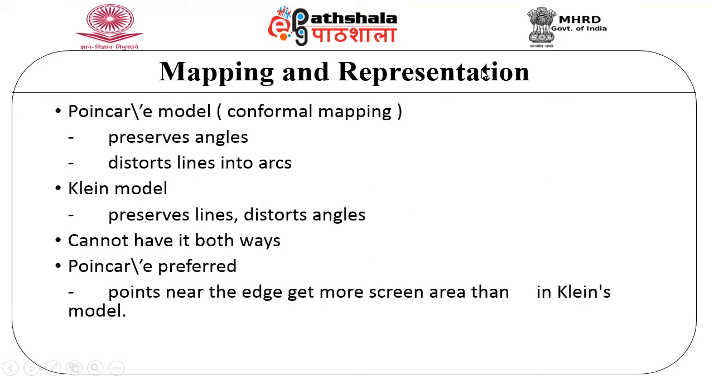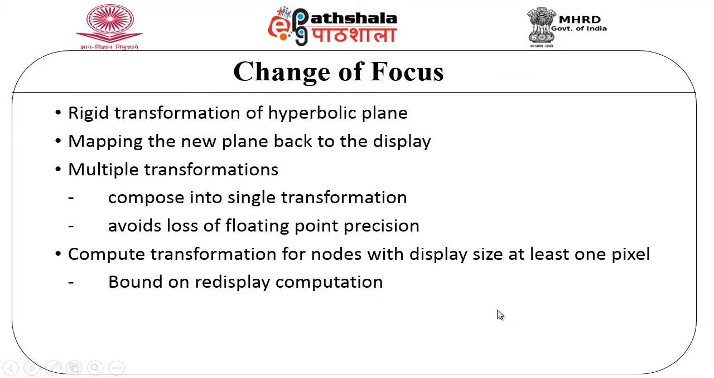The next issue that we come across in the case of focus plus context approaches is mapping and representing the data. In the Poincare model or conformal mapping, we try to preserve the angle and we distort the lines into arcs. Whereas in Klein's model, we try to preserve the lines and we distort the angle. So we cannot have it both ways. In such a case, Poincare is preferred, that is, the points near the edge get more screen area than in Klein's model.